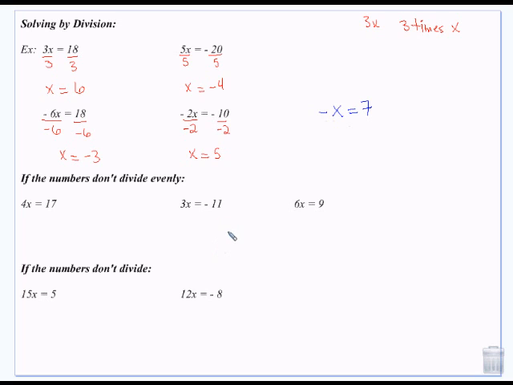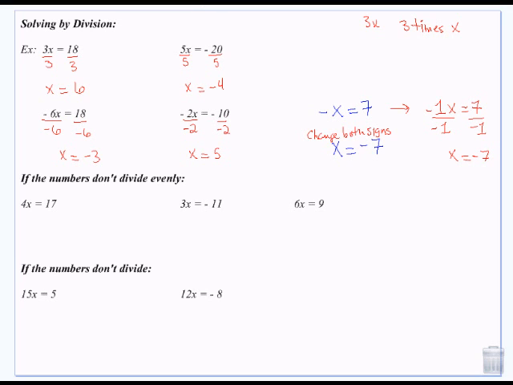Now, I forgot to write this on here, but sometimes you'll get something like this: negative x equals 7. This is technically negative 1x equals 7. So this is what that means. On the technical side, I would be dividing both sides by negative 1 to get x equals negative 7. However, if you see this where you have a negative x, you can just change both signs. You don't have to actually show dividing by negative 1. You can just change both signs and you're okay.